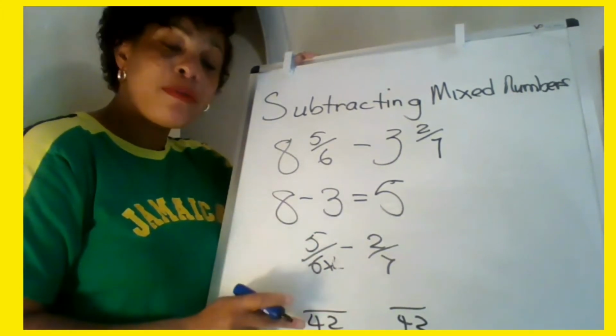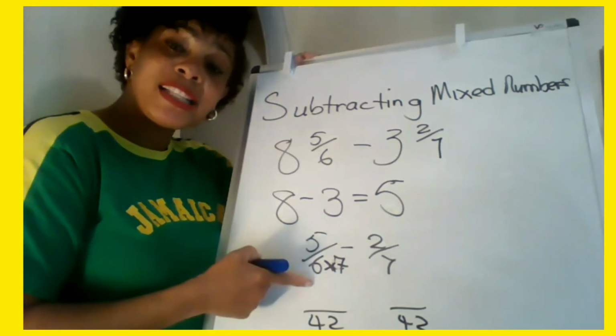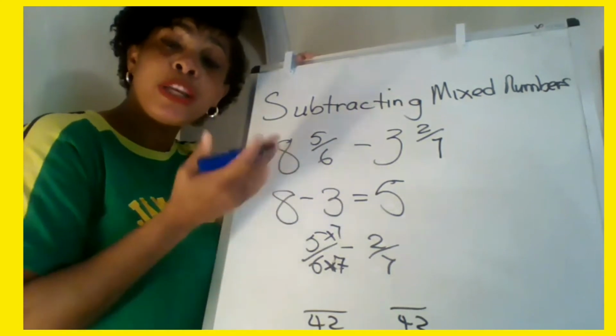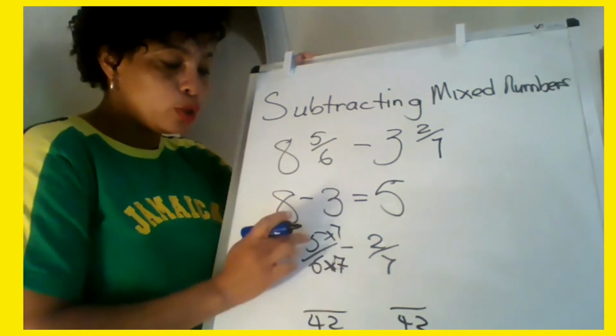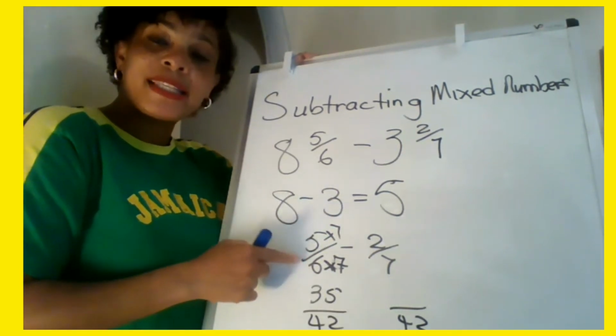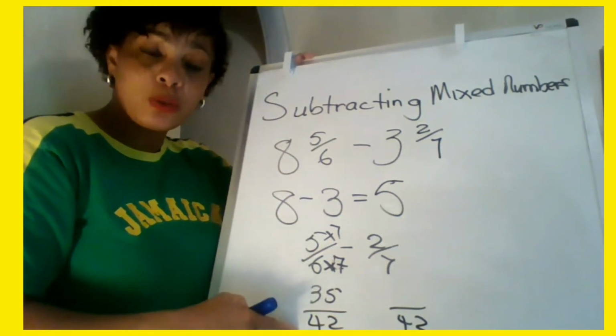Now what do I do to 6 to get to 42? I times it by 7. So because I times the bottom by 7, I have to times the top by 7. We're doing equivalent fractions here. So 6 times 7 is 42, 5 times 7 is 35. So 5 out of 6 is the same thing as 35 out of 42.